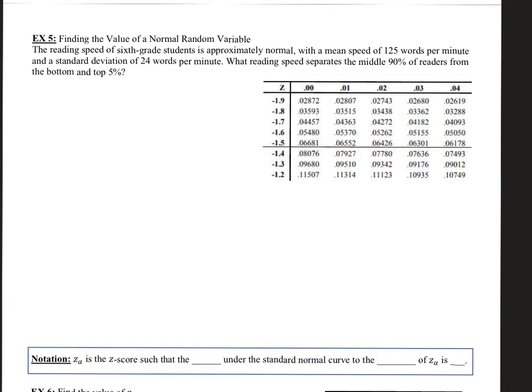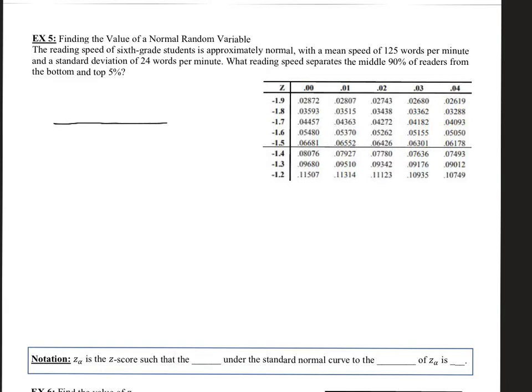So with a mean speed of 125 words per minute and a standard deviation of 24 words per minute, what reading speed separates the middle 90% of readers from the bottom and top 5%? Ooh, what are we looking at here?